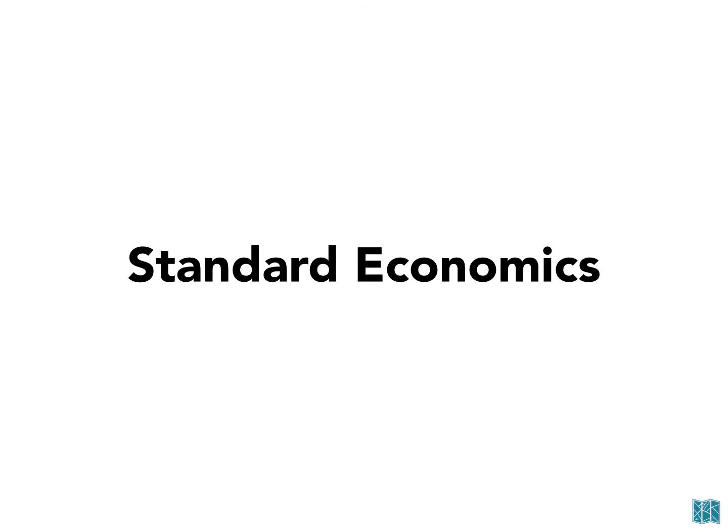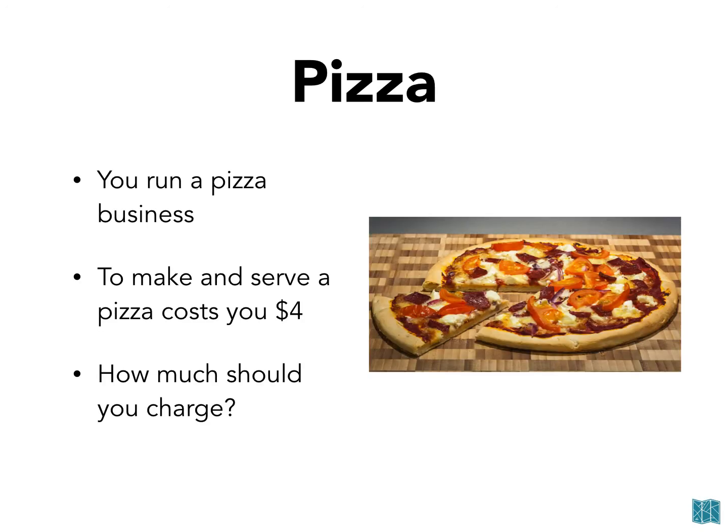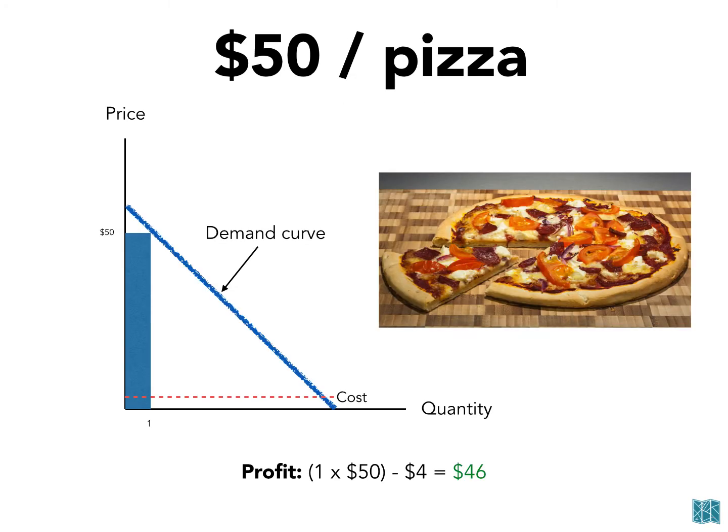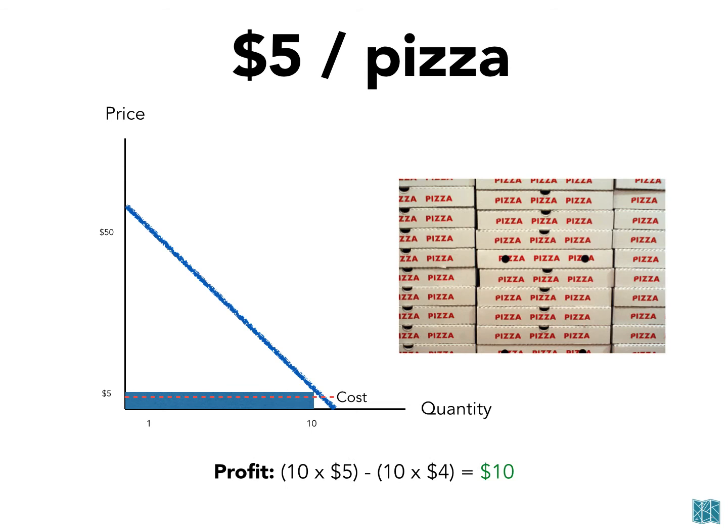So let's talk standard economics. Let's say you run a pizza business and you can make and serve pizza for $4. So how much should you charge? This is what supply and demand economics teaches us: there's a thing called the demand curve, which says that if you charge a whole lot, there's not that many people that will want it. And if you charge very little, then lots of people will want it, but you won't make much money. So say you charge $50 for your pizza, you make a little bit of money, but not many people will buy it. And the same thing for the low end. You can charge $5 per pizza, but you're not going to make much money.